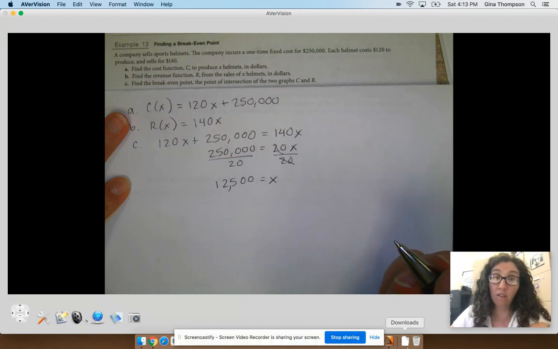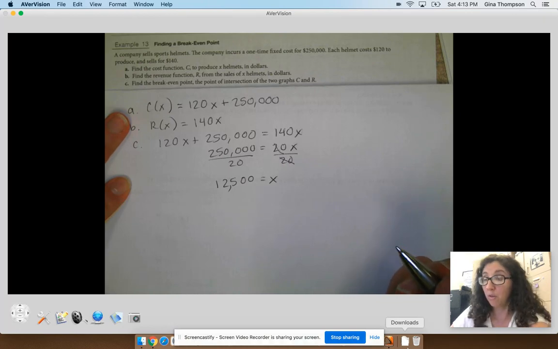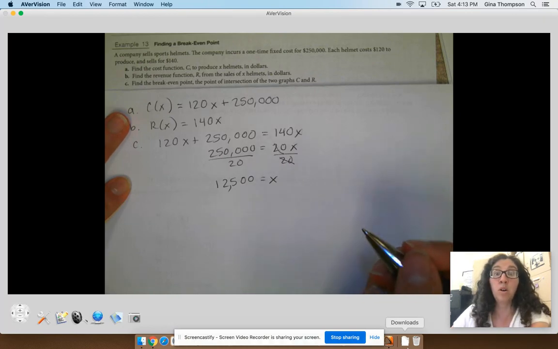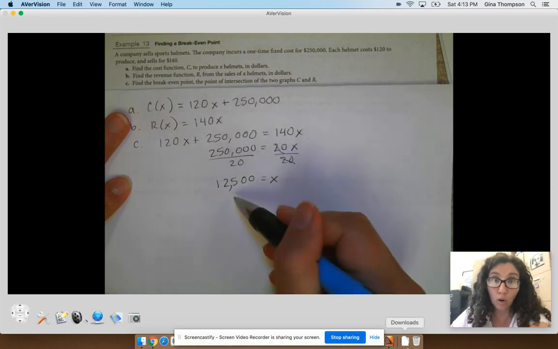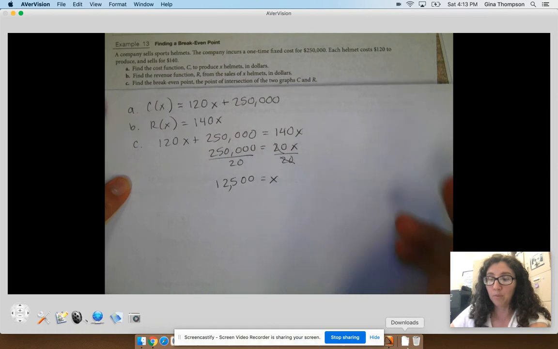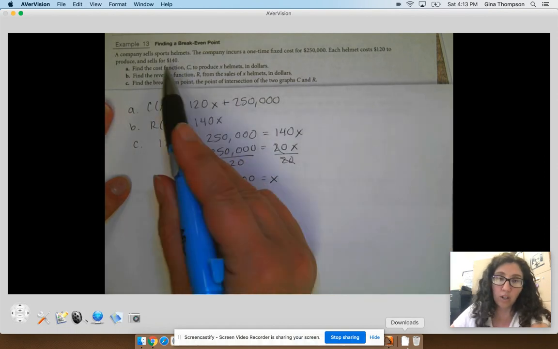So that's kind of a lot, right? I mean, if we're going to sell them at a little roadside stand in Rifle, Colorado, probably not great. If they're going to be sold in Walmarts around the world, then yeah, you're probably going to sell 12,000. But that's an important number to know, what the break-even point is. So that's an application of linear functions.